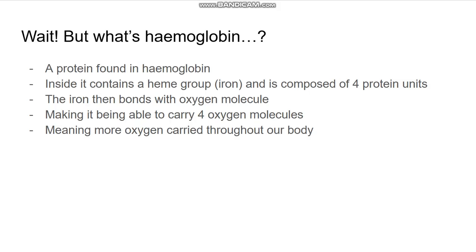So when the iron bonds with the oxygen, it's then able to carry a lot more oxygen molecules, meaning more oxygen molecules throughout the body. And oh yeah, the heme group iron is also composed of 4 protein units.